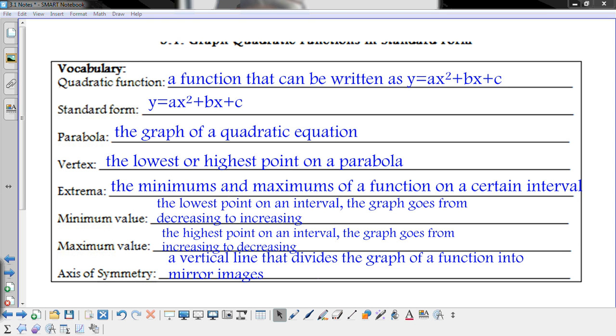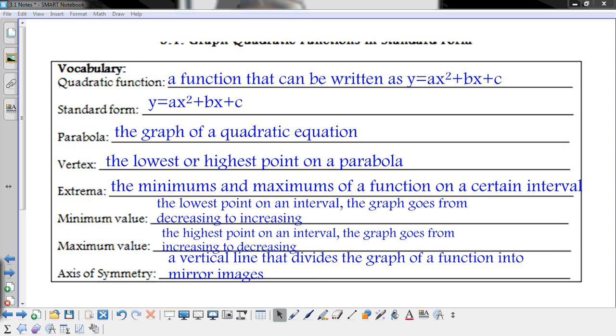Even if it doesn't look like ax squared plus bx plus c. It could just be x squared. It might look different. We'll look at some more of those next week. But if it's got an x squared in it, it's a quadratic. So you can go ahead and finish copying the vocabulary, and we'll pick up after that.